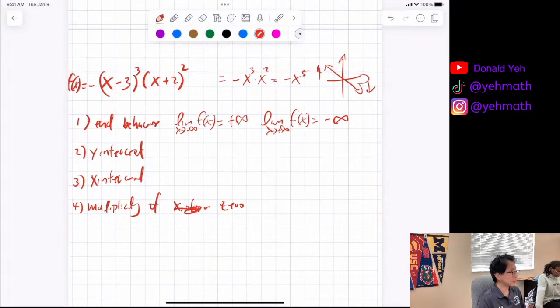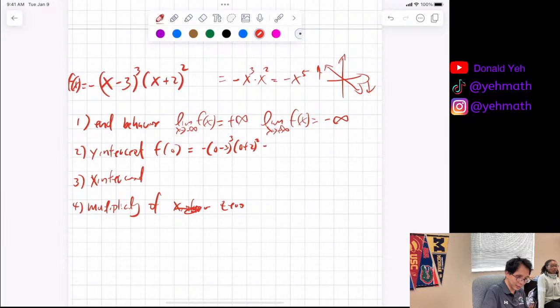Y-intercept. What's the y-intercept? You can plug in 0 for x. That means y-intercept. So it'll be negative 0 minus 3 to the third, 0 plus 2 to the second. That's equal to negative negative 27 times 4. So that's equal to... Wait, is it positive 108 or negative 108? Oh, my fault. It's positive 108. So 0, 108.